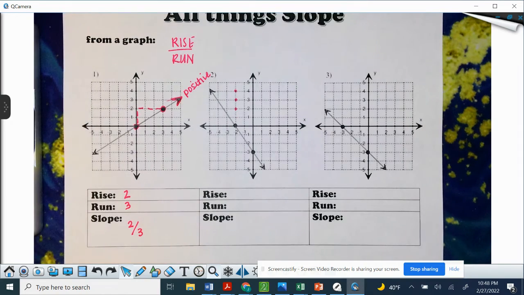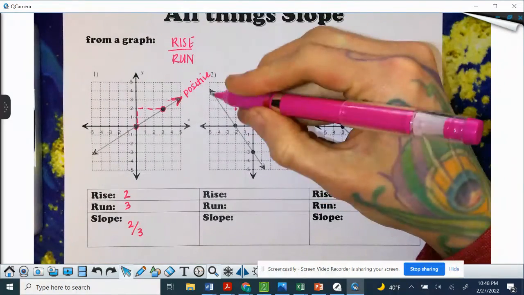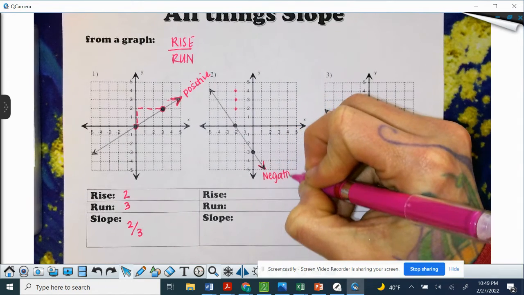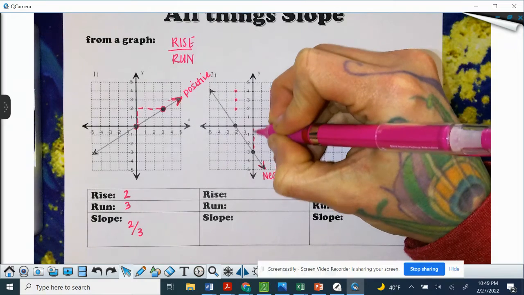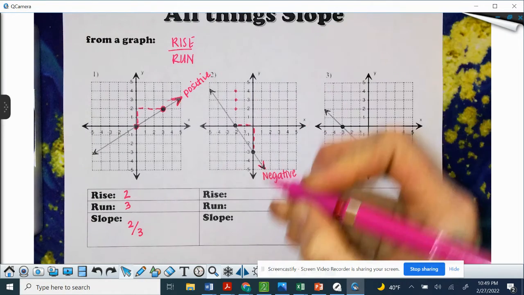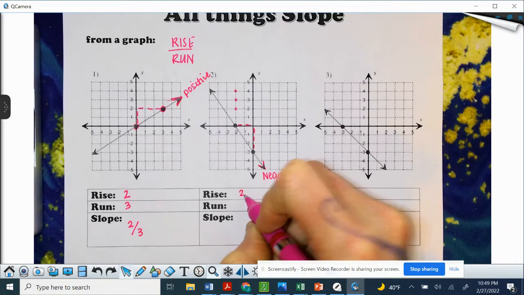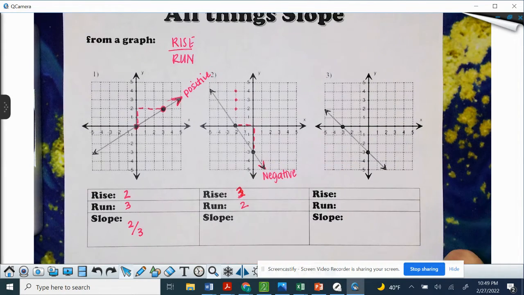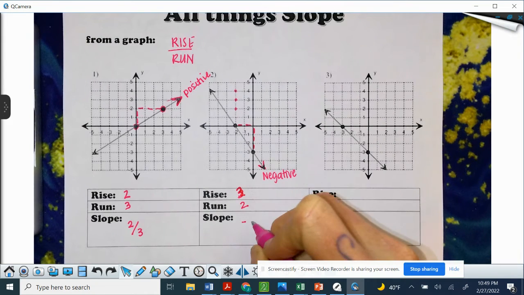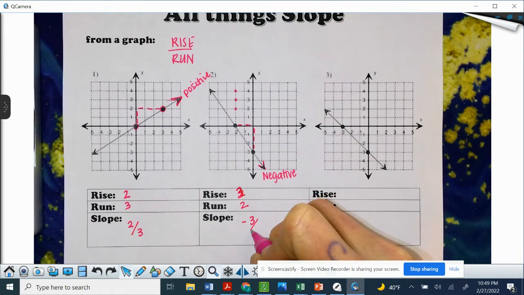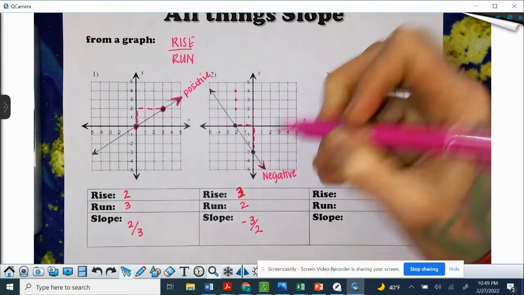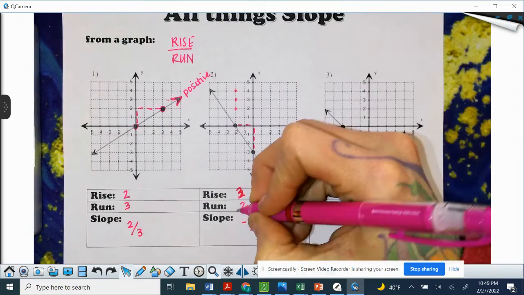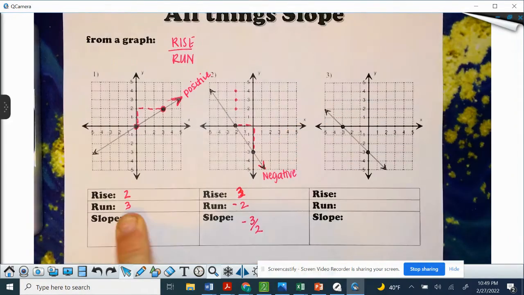So for the next one, again, it's already marked, but this time our line is going down, so it's a negative line. And you can count the rise, up 3, over 2. So the rise is 3. Whoops, up 3, over 2. Run is 2. And we know it's negative, so our slope is a negative rise of 3 over 2 run. So rise 3, run 2, and then we know it's negative. Or you can think about it as a rise 3 to the left 2 versus right 3.